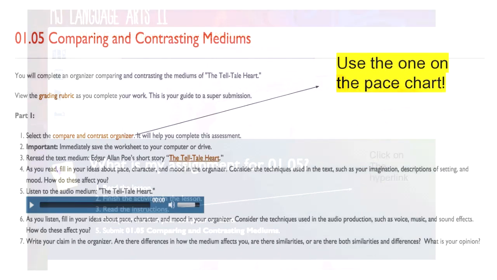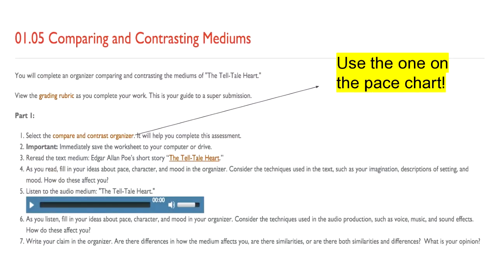And what that does is that pulls up your instructions for 1.05, and it should look just like what I'm looking at here on the screen. So for 1.05, comparing and contrasting mediums, you will complete an organizer comparing and contrasting the mediums of The Telltale Heart. View the grading rubric as you complete your work.